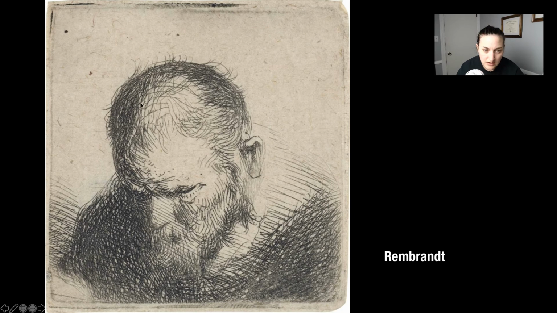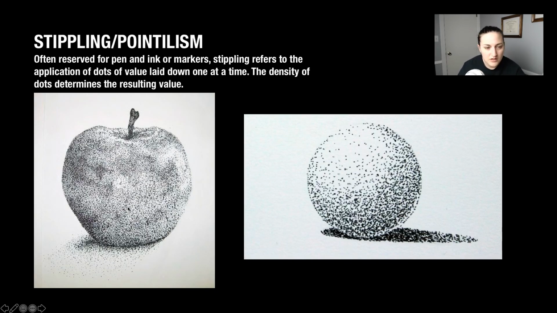So again, hatching, cross hatching, parallel hatching. Okay, and then we have stippling or pointillism. Pointillism is the correct term. I put the word stippling in there. I guess they're interchangeable, but often reserved for pen and ink or markers.